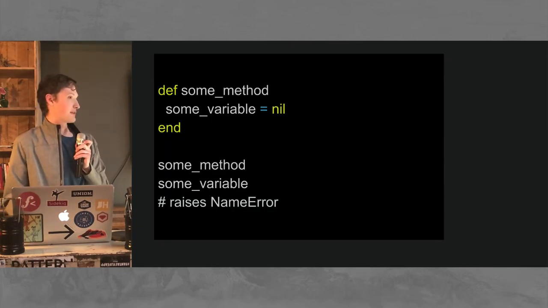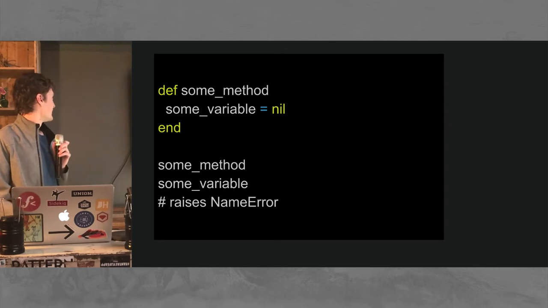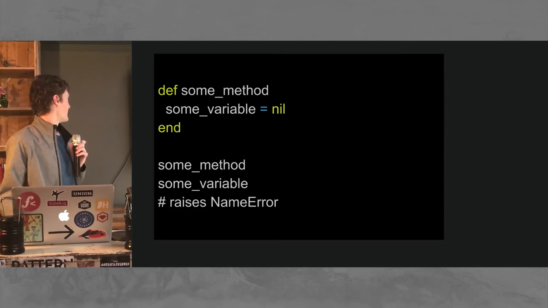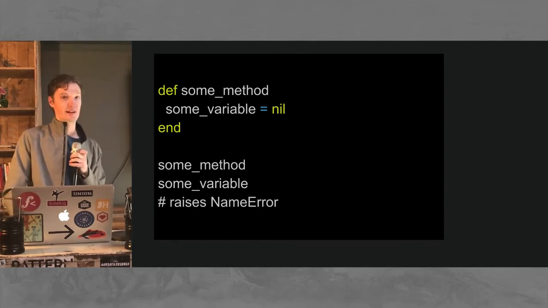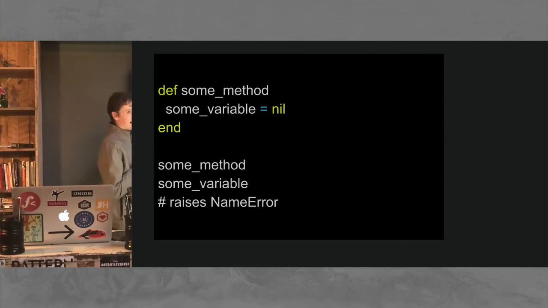And here's an example of that being used. I can define some method and I will assign a local variable. And when I try to access that same variable later, in this case it's just some variable, I get a name error because it doesn't know it exists. That's because this method block has its own separate binding. Or rather, reverse that. This inner block knows about the outside binding, but the outside binding, where I'm trying to evaluate some variable, does not know about the inside binding.